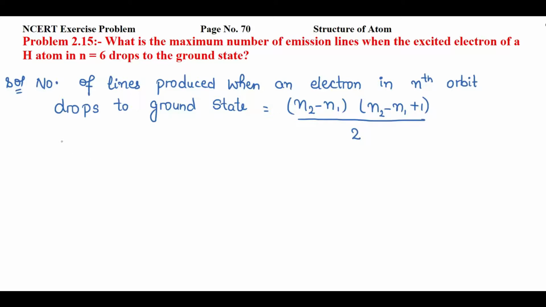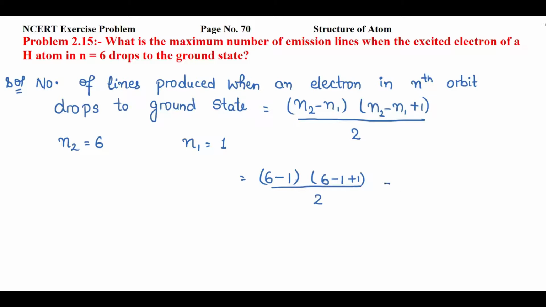Here we are having the 6th orbit. So this electron comes from the 6th orbit to the ground state. That means n1 equal to 1. In this case, the electron absorbs energy from the ground state and is excited to the 6th orbit, right? That's why I have taken n2 equal to 6 and n1 equal to 1. Okay, so we'll put the value. So n2 6 minus n1 1, into n2 6 minus n1 1 plus 1, divided by 2.